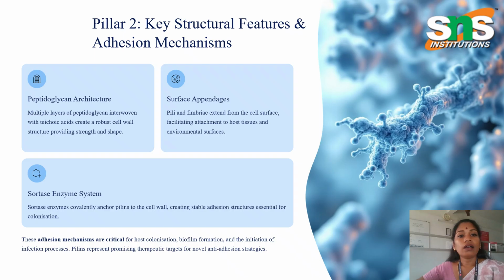After that, adhesion mechanisms: the peptidoglycan is the main thing for adhering to the human body. The thick peptidoglycan is present in the outer layer of the bacteria. Then there are pili and fimbriae, which extend from the cell surface, facilitating attachment to host tissues and environmental surfaces. Then the enzyme system covalently anchors the pili to the cell wall, creating a stable adhesion structure essential to colonization. Adhesion mechanisms are critical in host colonization.